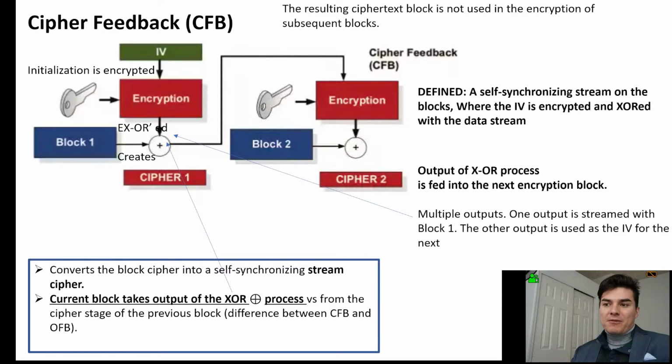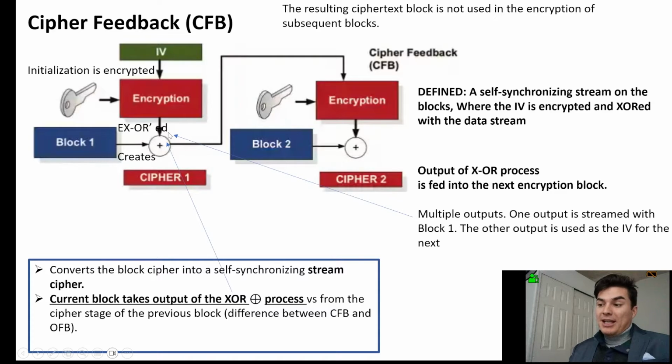The first step for cipher feedback is the initialization vector, which is randomly generated or created. That initialization vector then gets encrypted with an algorithm such as Advanced Encryption Standard, and then the output of that is XORed. Now, this XOR has multiple different outputs. One output goes with block 1 and creates that self-synchronizing stream, creating cipher 1.